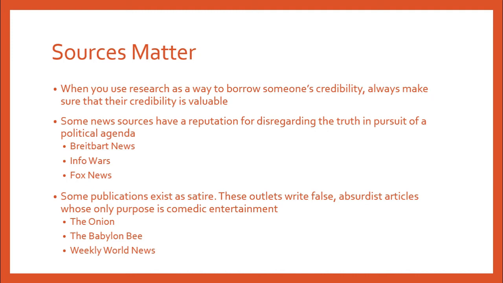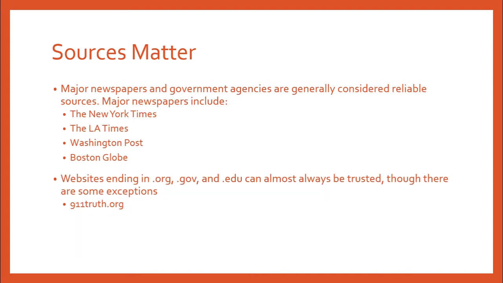So nothing you cite in your persuasive speech should be from Breitbart, InfoWars, Fox News, The Onion, The Babylon Bee, or Weekly World News. You should avoid those completely, because some of them are deliberately false and others are not viewed as reputable. Generally, people tend to cite either major newspapers, government agencies, or certain websites like those that end with .edu, .org, or .gov.